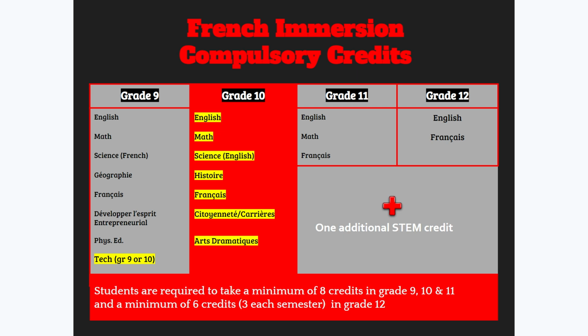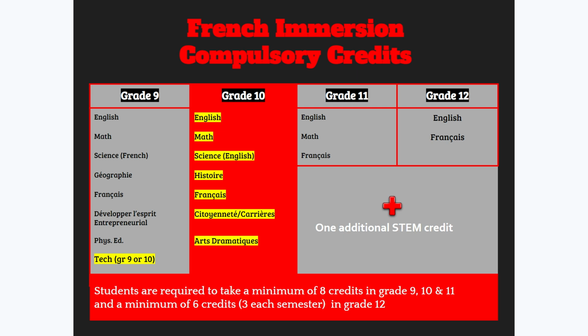In grade 10, your compulsory courses are English, math, and science, which will be provided with English instruction. History, French, civics and careers, and drama will be your French immersion credits. Your grade 10 drama serves as your compulsory art credit.